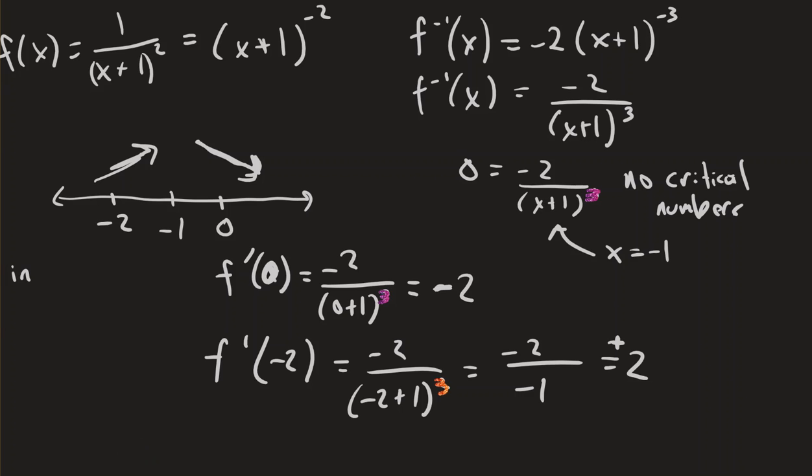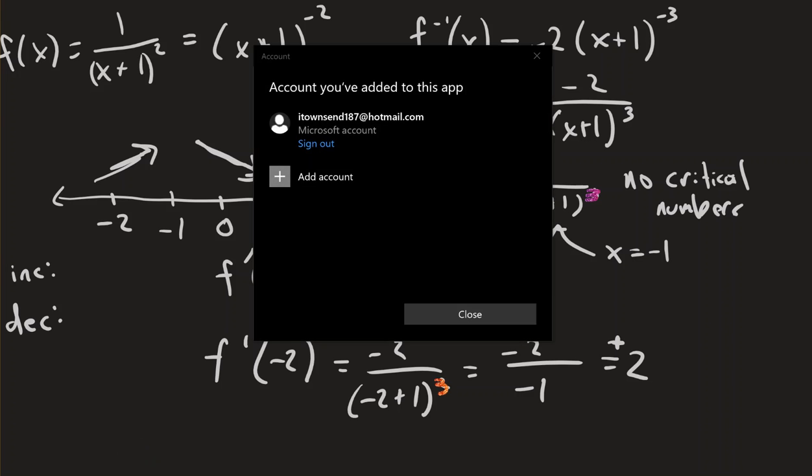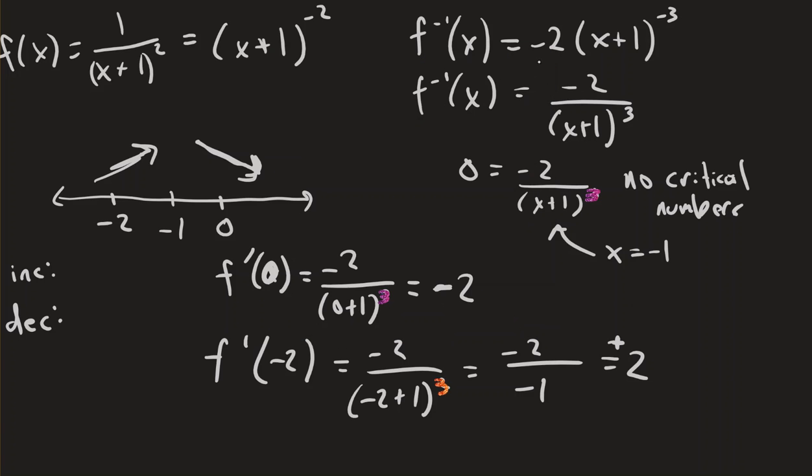So now, after a couple mistakes there, I've got my increasing and decreasing intervals that match up to the graph from the beginning. Okay, so it was increasing from negative infinity to negative 1, and it was decreasing from negative 1 to infinity.